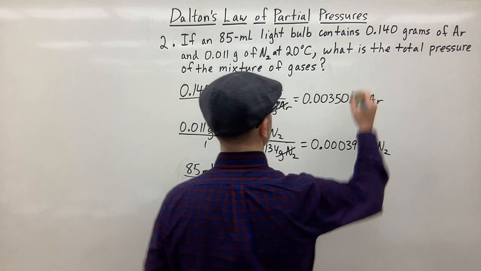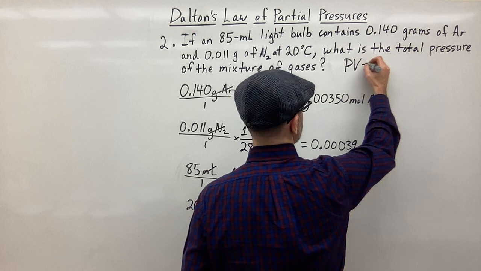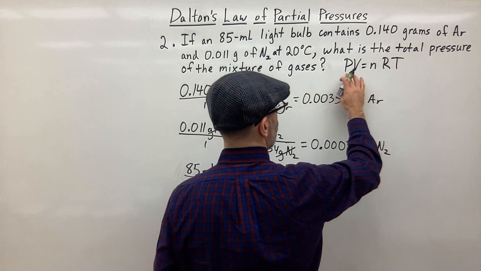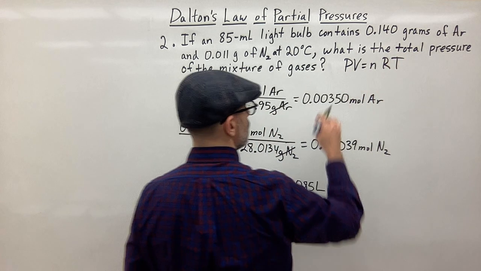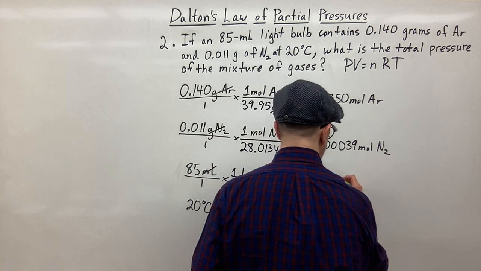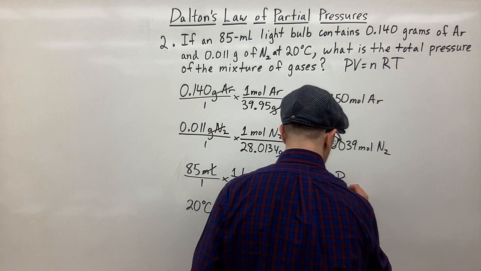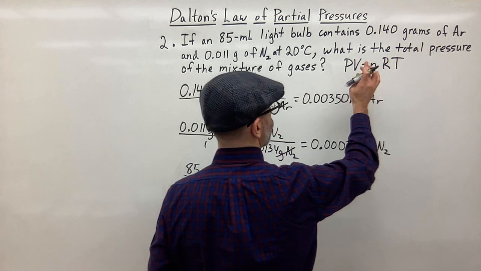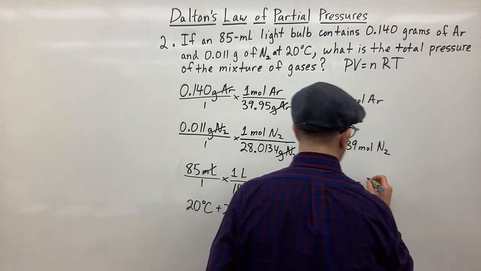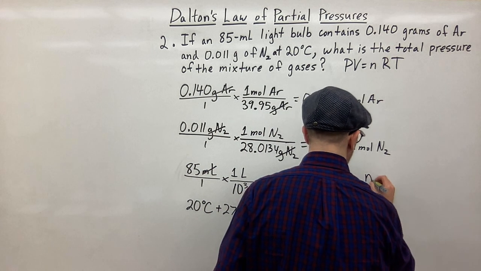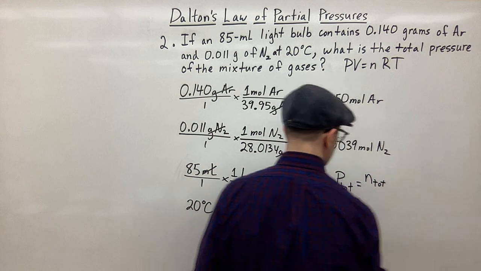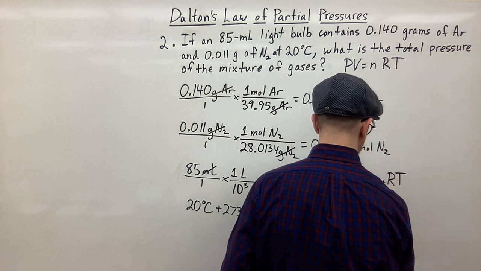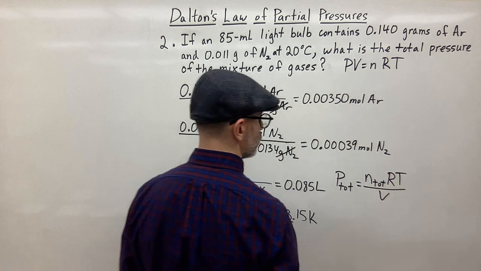So we're going to have our ideal gas law, PV equals nRT, and we're going to solve that for the total pressure. So total pressure is going to be equal to nRT over the volume V. So n is going to be the total number of moles, so total number of moles multiplied by R multiplied by T over the volume. So we could just go ahead and plug that in.